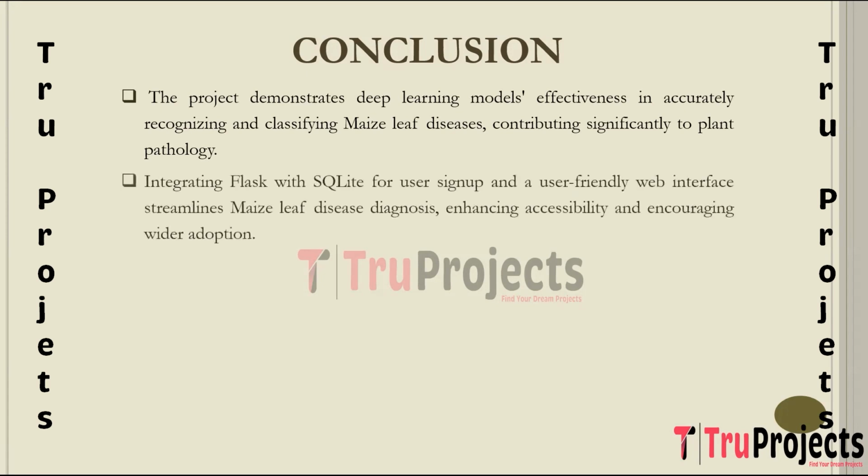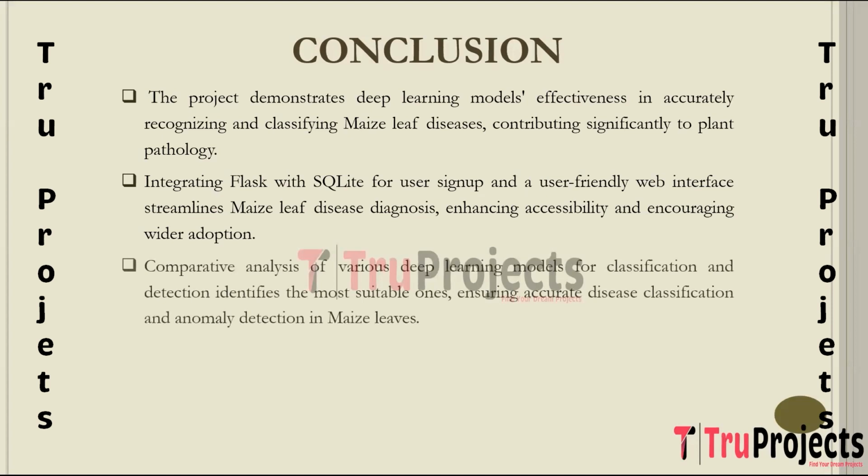The integration of the Flask framework with SQLite for sign-up and sign-in, coupled with a user-friendly web interface for image upload and analysis, enhances accessibility. The application provides a seamless experience for users interested in diagnosing maize leaf diseases, prompting broader adoption. Through the exploration of various deep learning models for both classification and detection, the project compares the performance of models. This comparative analysis helps in identifying the most suitable model for accurately classifying diseases and detecting anomalies in the maize leaves.